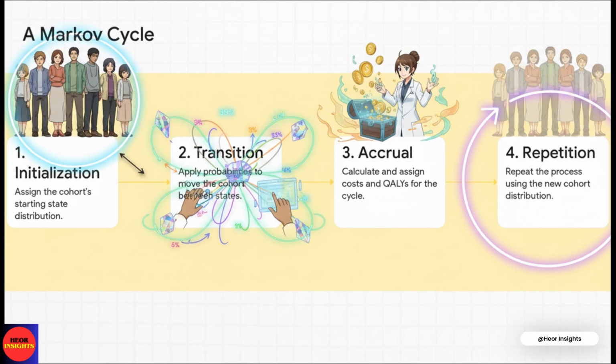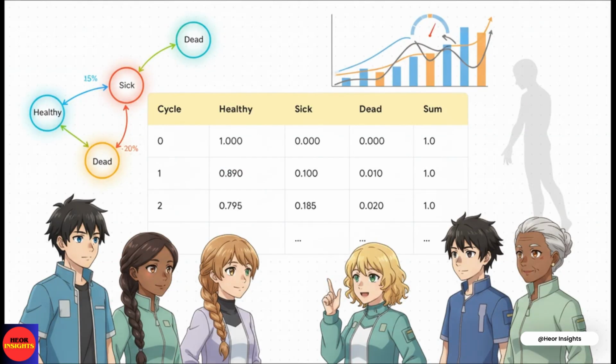For this cycle, you calculate and assign the costs and the outcomes, like quality-adjusted life years, for the patients in each state. And Step 4 is just repetition. The model takes the new distribution of patients and does the whole thing again for the next cycle. The main output you get from all this is something called a Markov trace.